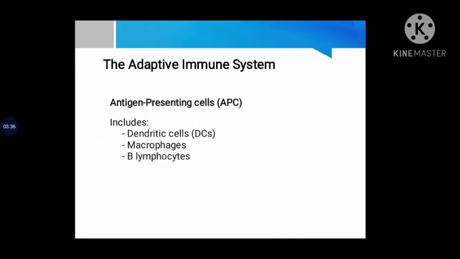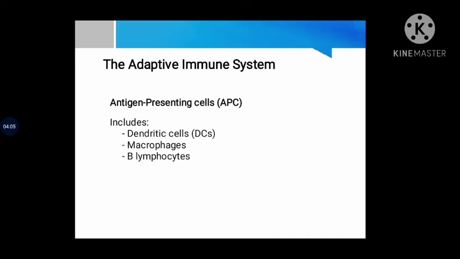So, next one is the adaptive immune system. Before that, let us define the adaptive immune system. It is defined as the induction of a specific adaptive immune response with the participation of professional antigen presenting cells.